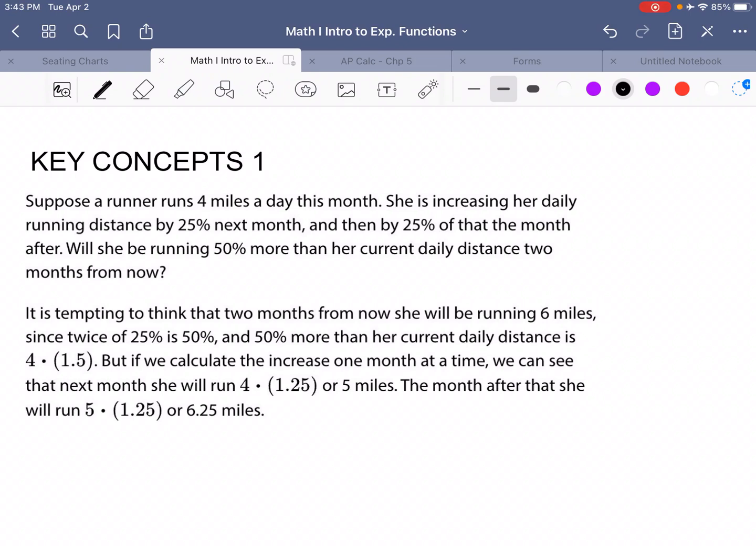All right, this is lesson 16, cool down called, what was it called?